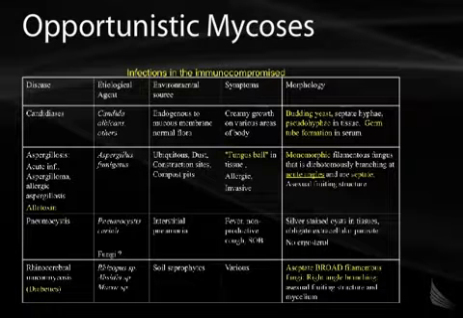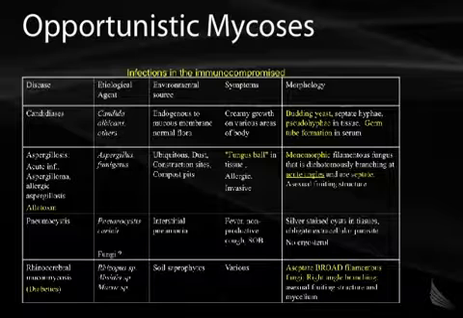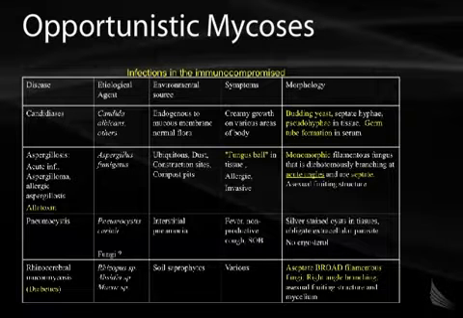It comes from Candida albicans and others. We get it from endogenous spread from our own mucous membranes as normal flora, and it causes creamy growth on various parts of the body. Microscopically, you'll see budding yeast, septate hyphae, and pseudohyphae in tissue. It can also have germ tube formation in serum.